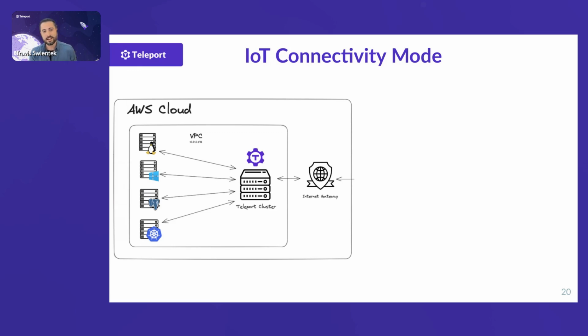On the left-hand side, we have our typical AWS cloud deployment. And just like the previous slide, we have internal resources within the VPC that are directly connected to the Teleport cluster. To the right of our cluster, I've added an internet gateway, which allows our Teleport cluster to be reached from the public internet. Now, please note, this is a very, very simplified diagram. I know it's not technically correct, but I just want to point out that the Teleport proxy here is the only thing that's exposed to the public internet. The Teleport auth service will not be.